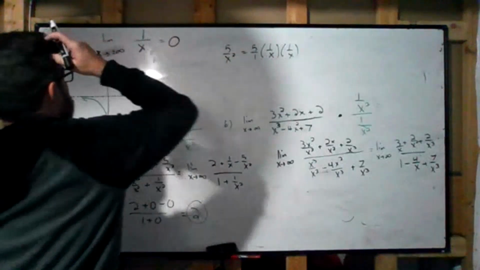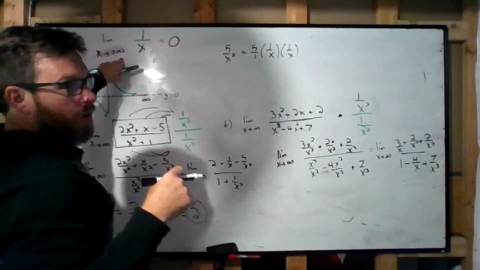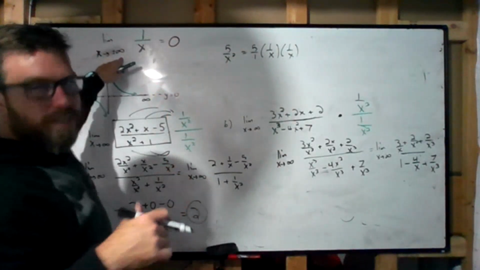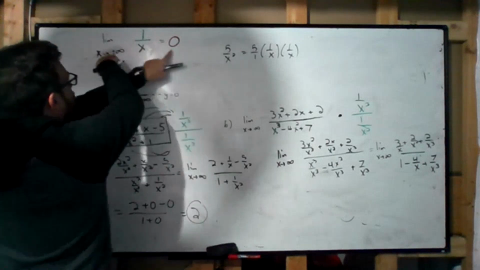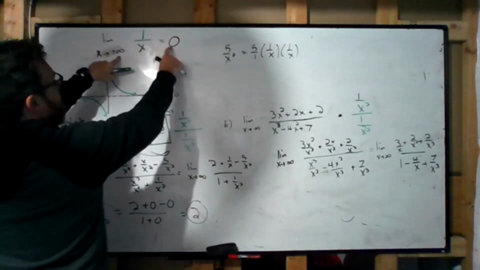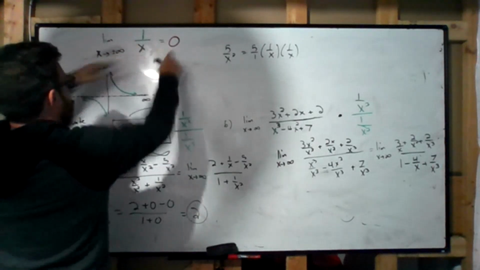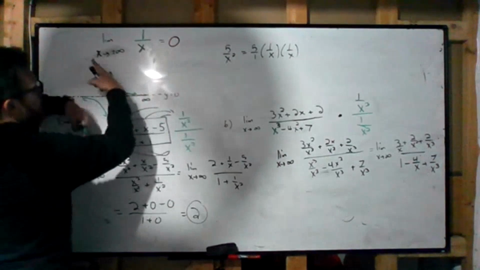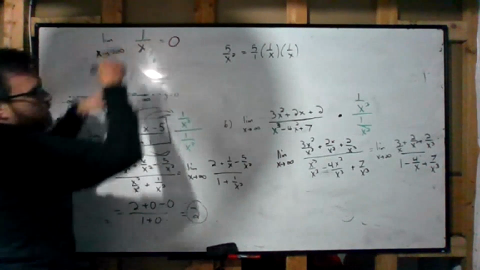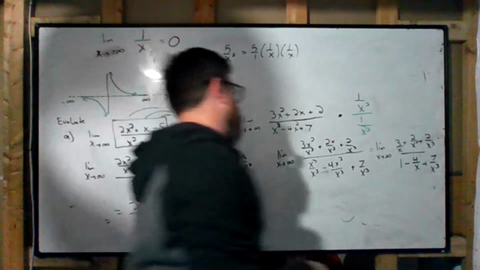1 over x, if x is going to infinity, it's going to go to 0. If x is going to 0, it's going to go to infinity. It's kind of neat how these things switch places, right? If x goes to infinity, then the y value goes to 0 for this function. But if x goes to 0, y goes to infinity. So, vertical versus horizontal asymptotes.